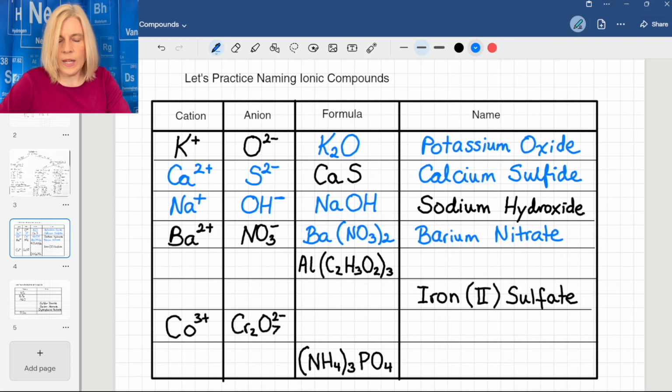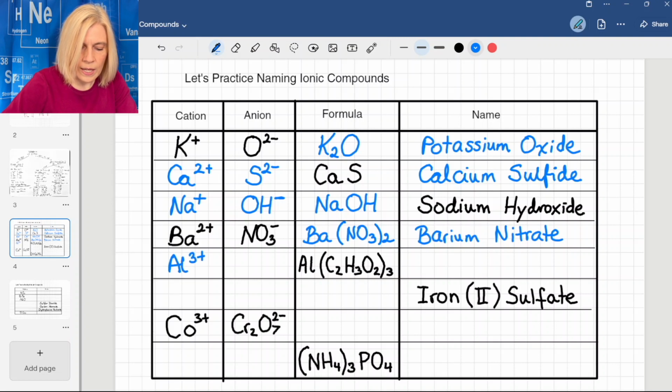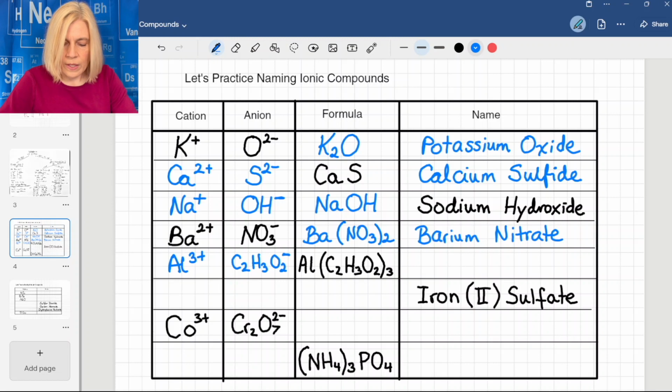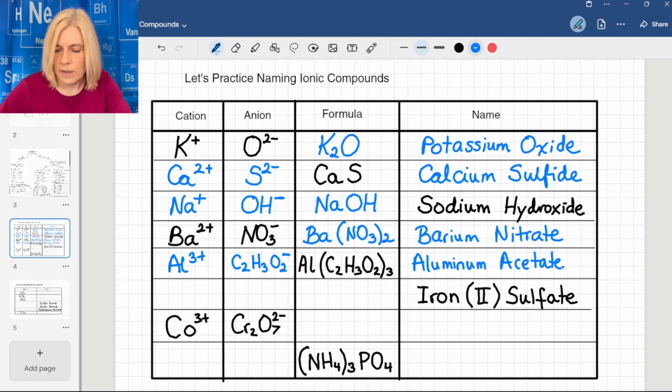Okay, let's look here. Wow. So what do we have? We have aluminum. And aluminum is 3 plus charge, and this is our acetate. So it's a pretty complicated anion, acetate. So we have our C2H3O2, and that's only 1 minus charge. This is why I need 3 acetates for 1 aluminum. So the name is aluminum acetate.